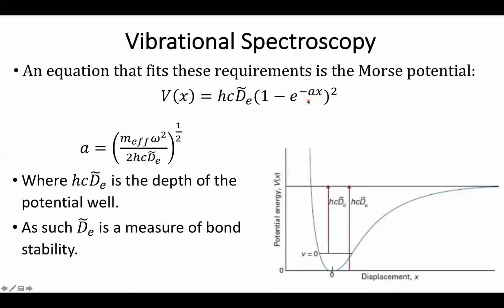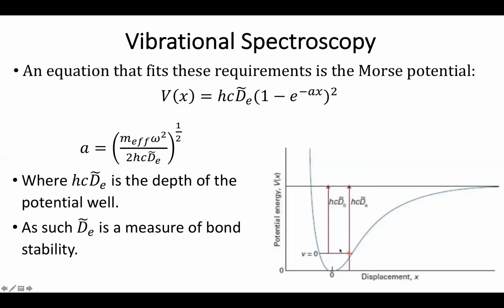However, let's take a look at what happens when x gets fairly large, so very positive. So this stays as a negative number, and as this becomes a very large negative number, the exponential will drop towards 0, and then I'll have a value of 1 here, and then my whole energy becomes hc D_e, which again gives me the depth of the well. So essentially, how high is my potential barrier for my vibrating molecule to escape my potential well.